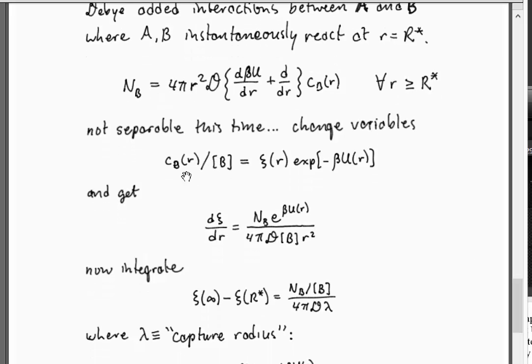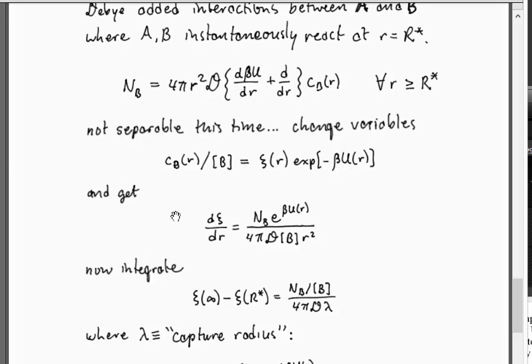We normalize the concentration as a function of r by the bulk concentration, and we equate that to something that represents a deviation from equilibrium, right? So if everything was at equilibrium, we would get that the concentration is just this potential of mean force Boltzmann factor, and we just multiply it by a xi of r function to account for how different the steady state radial distribution function is from the one that we would expect if everything was at equilibrium.